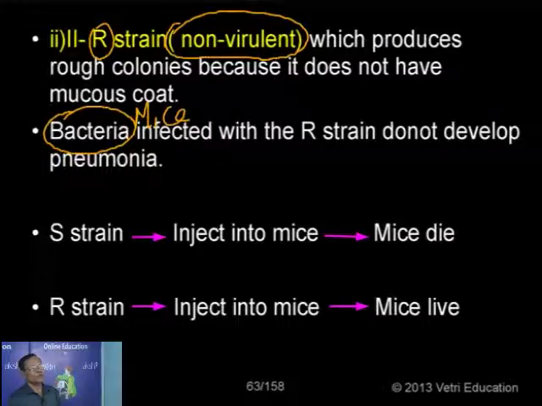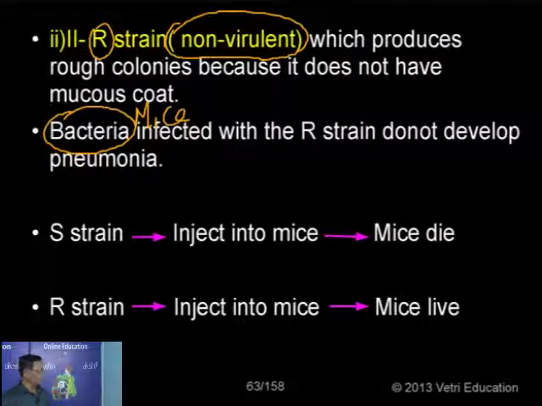What is the meaning of virulent and avirulent? Virulent causes infection, pneumonia, and leads to the death of the organism. Non-virulent, or avirulent, means that though infected with that bacterium, namely the R strain, there is no death of the individual, that is, the mouse. That is why it's called avirulent. So first, he did four sequences of experiments.